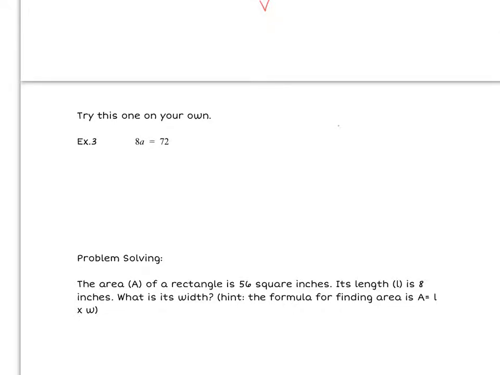Hopefully you were able to try this one here. 8 divided by 8, those cancel out. Divide by 8 on the other side. You have A equals 9. On your homework, I am looking for that. Okay? That is the work I'm looking for.